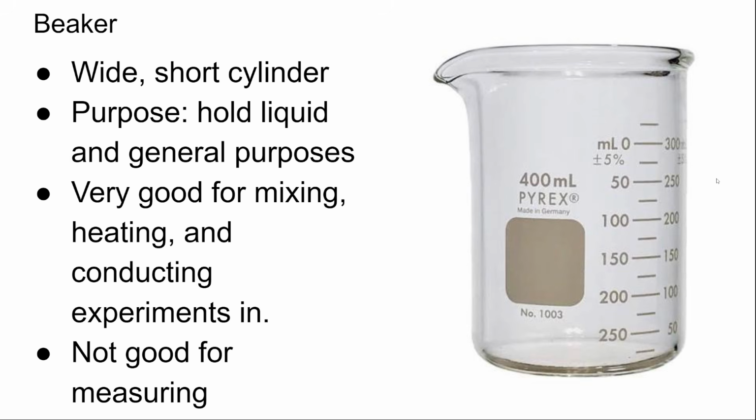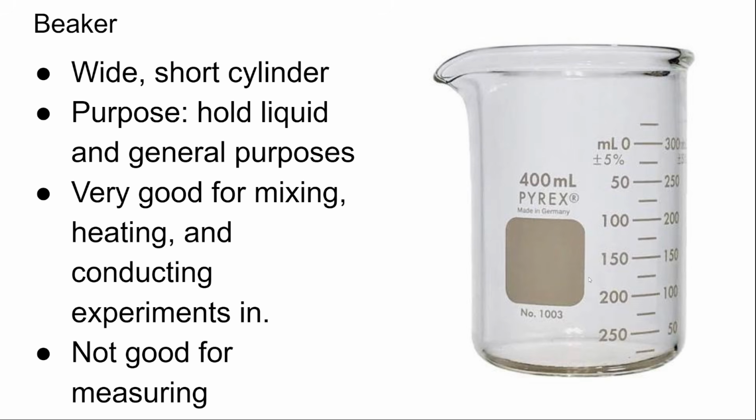The next thing that we use a lot in this class is a beaker. These are the wide, short cylinders, and they usually have a lot fewer lines. The purpose of this is that they hold liquid and are very good for general purposes. What I mean by that is that they're good for mixing, for heating, and a lot of the time very good for conducting experiments in. So if you had to mix multiple liquids together, you'd pour them into a beaker and then you'd be able to observe the chemical reaction within the beaker.